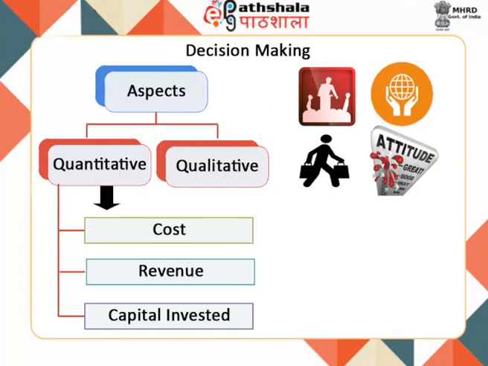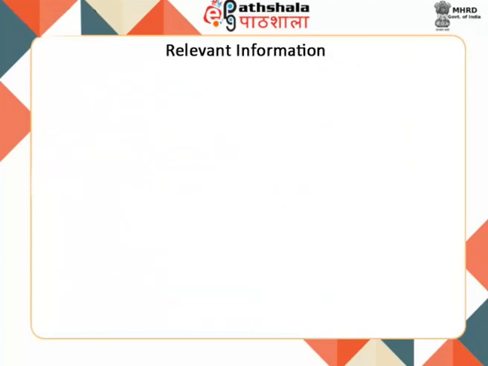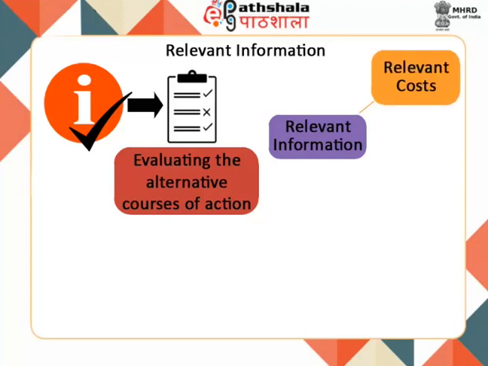As mentioned above, decision making is the process of selecting one out of several alternative courses of action available, and the choice is made on the basis of profitability or cost saving. In managerial decision making, only relevant information should be used by the managers in evaluating alternative courses of actions and taking the final decisions. Relevant information implies relevant costs and relevant revenues, which are useful to evaluate the alternatives.